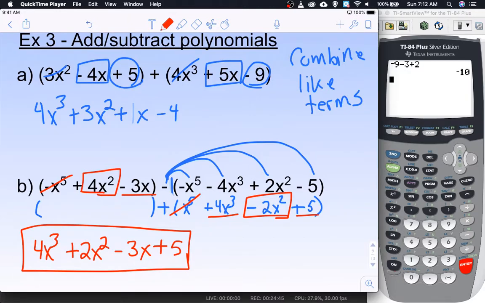But that's it. Nice, easy first lesson, building up our knowledge of polynomials: what it is, how to find a degree, how to write it in the proper order, and how to add and subtract.